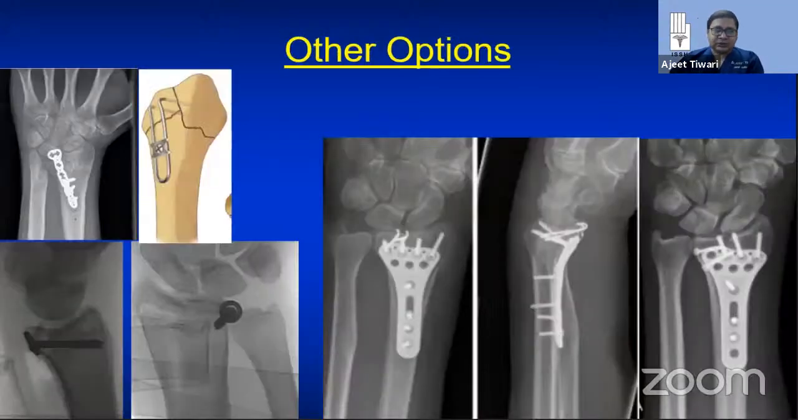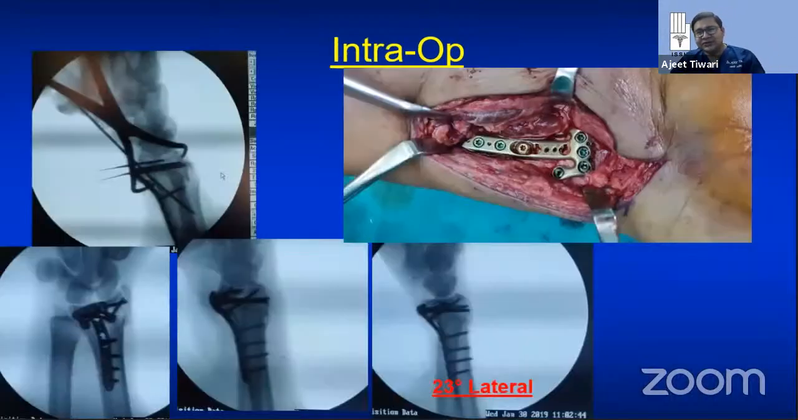There are other options also. If you don't have the plates, there is a wire plate, and you can use another plate available. Sometimes you can use a screw with a washer. They act as a plate basically to hold the fragment. If all these things are not there, you can put a headless compression screw, a Hubbard screw. Sometimes you can hold with K-wires also. The important thing is that the fragment should be addressed.